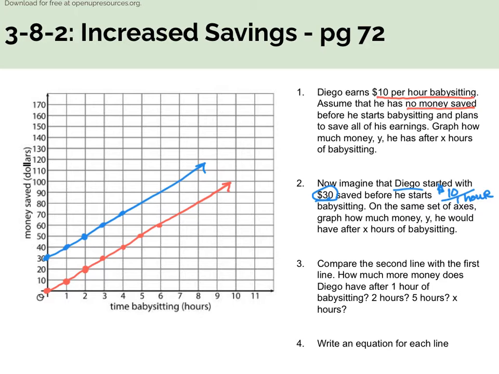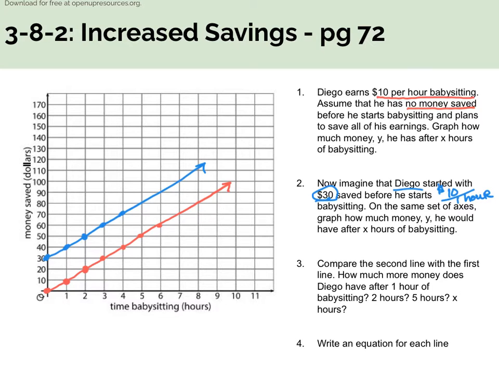So how much money will Diego have after 1 hour? On the second line, he's going to have $40, but at first he's only going to have 10. At 2 hours, he's going to have $50, but at first he only has 20. And then at 5 hours, he has $80 on the second one, but at first he only has $50. So the rest of the question is, how would it happen after x hours of babysitting?